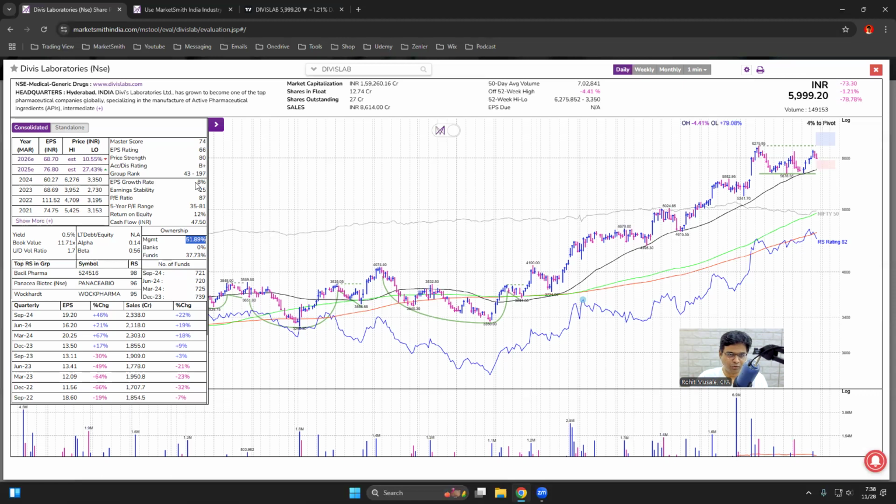EPS growth rate is low. Earnings stability, as long as this number is 25 or less than 25, it is fine. The smaller this number, the better. So the growth rate is small.